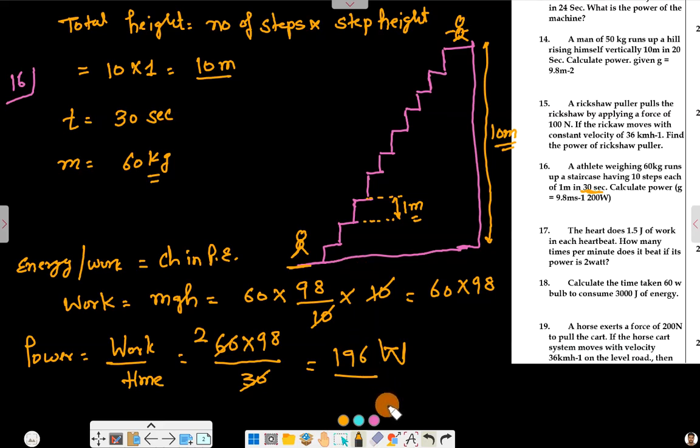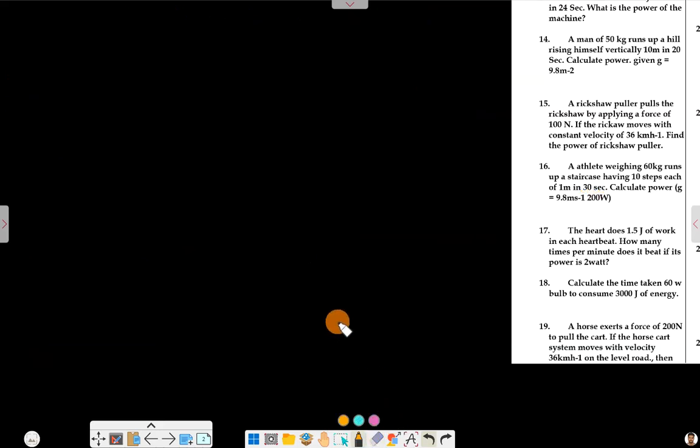So going to question number 17. The heart does 1.5 joule of work in each heartbeat. How many times per minute does it beat if its power is 2 watt?